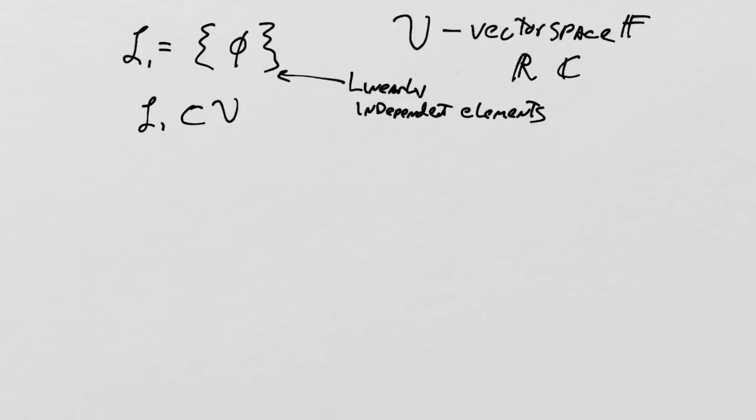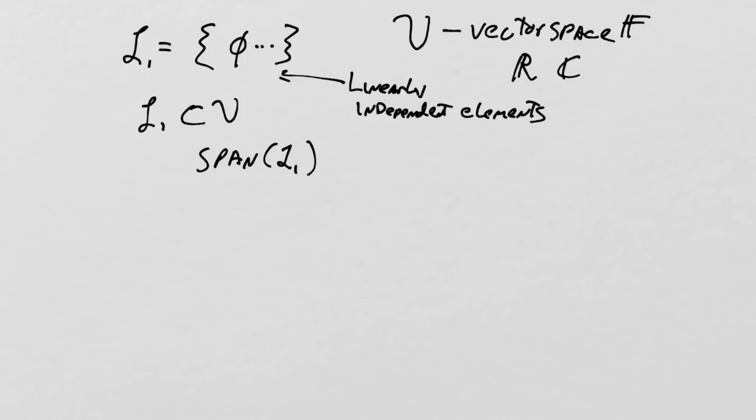In fact, I'll just put some dots in here to indicate that it's just a set of several vectors. So then I study the span of L1. And presumably the span of L1 will not be the entire set V. It could be, and if it is, then we're done. We've proven that V has a basis. But if it isn't, we have to take the next step.